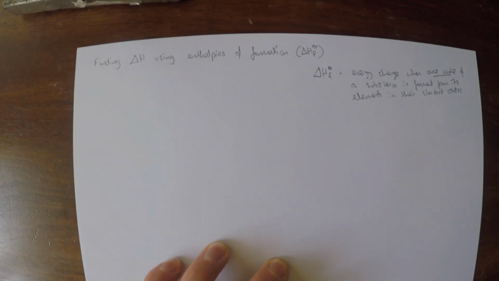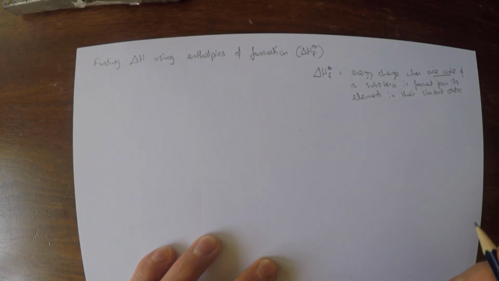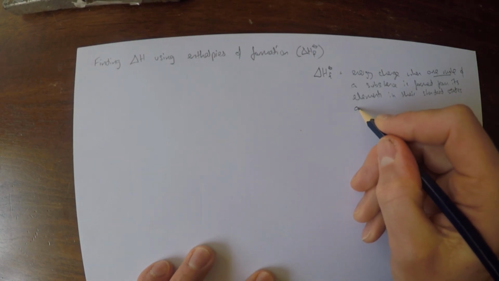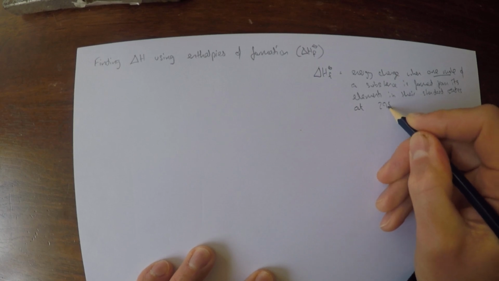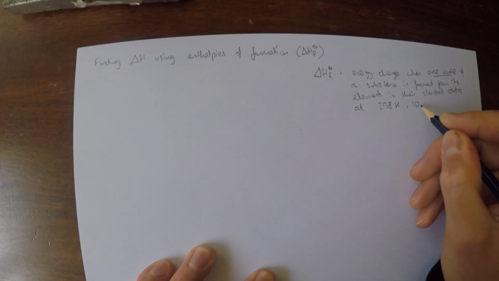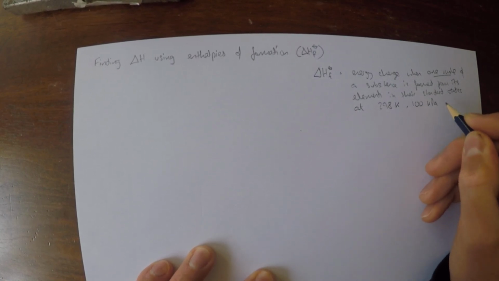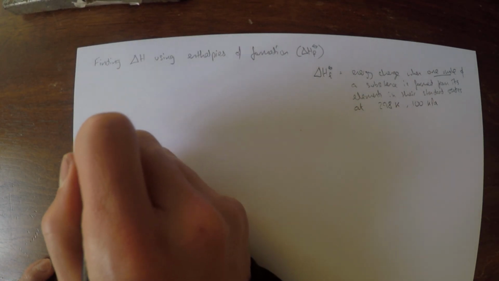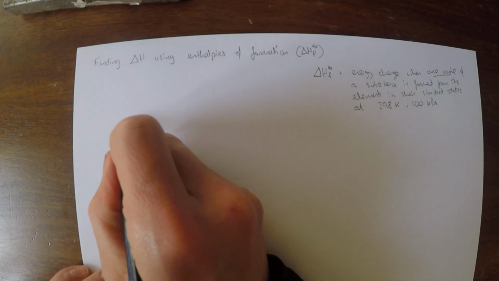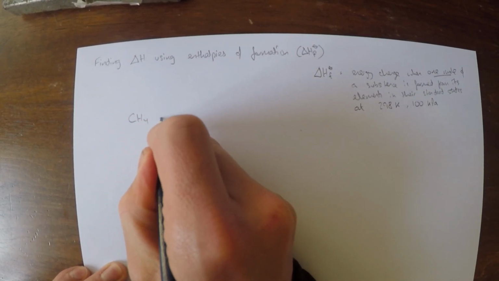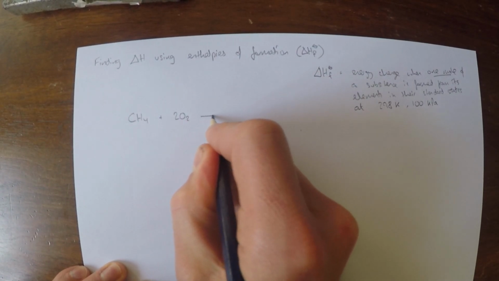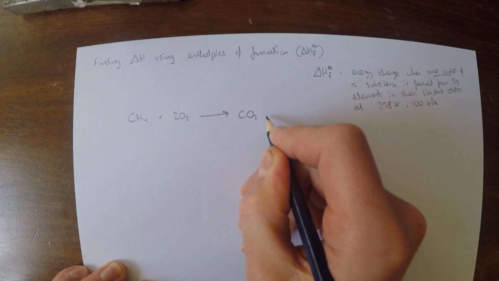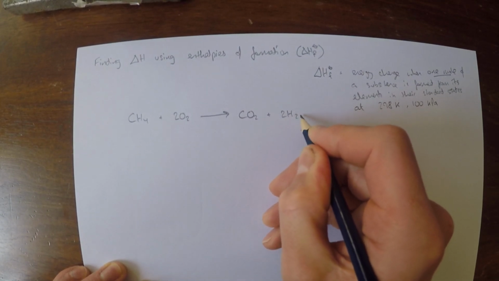And as with all standard energy changes, these must happen under standard conditions, so 298 Kelvin and 100 kilopascals. In order to explain how we can use the enthalpy changes of formation to determine the enthalpy change of reaction, I'm going to use as an example the combustion of methane. So CH4 reacts with oxygen to form carbon dioxide and water.